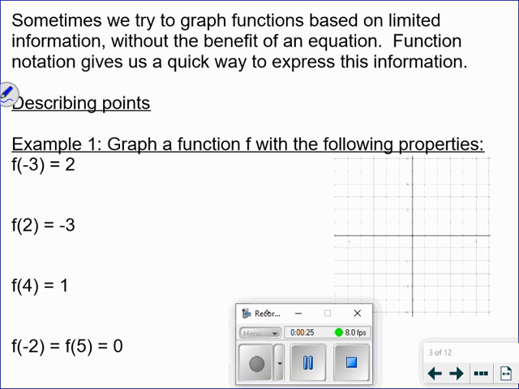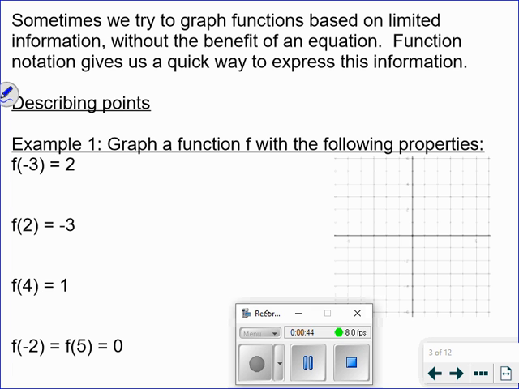So on this function that I'm about to graph, there's going to be tons and tons of answers to this problem because you can graph anything that has this information true. Because all I've done here is list some points, I just need to make sure that whatever function I draw fits this graph and has all these points on it.